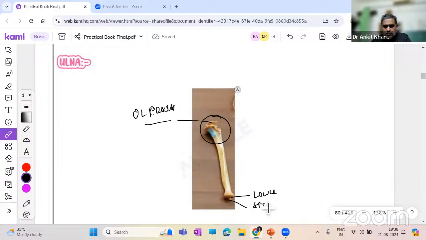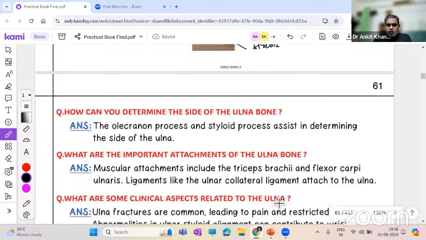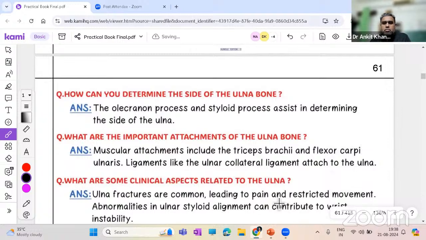This is the styloid process of the ulna. Olecranon process, styloid process, assisting in determining the side. One extra thing I told you, don't forget: look at the interosseous border also. In the ulna, that sharp border in the shaft is the interosseous border, and that will be facing laterally. So you certainly know which is where.